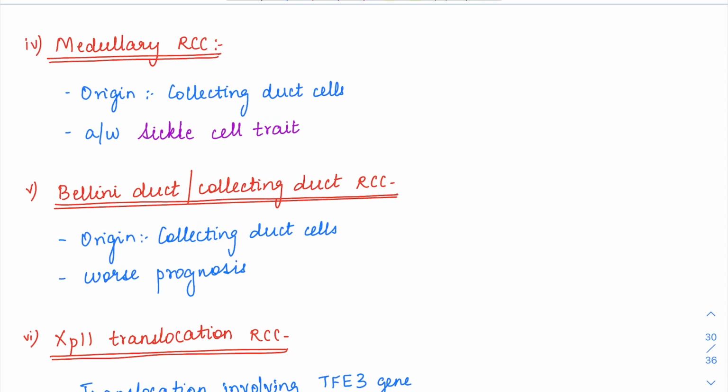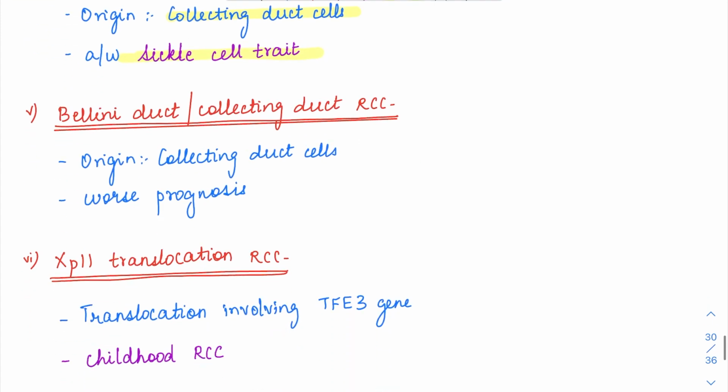So next, medullary RCC. So nothing very important about it. So the origin of the cells will be in the medulla. So obviously from the collecting duct cells it is going to arise. And the most important thing is it is associated with sickle cell disease. So sickle cell anemia, this can have this complication of medullary RCC.